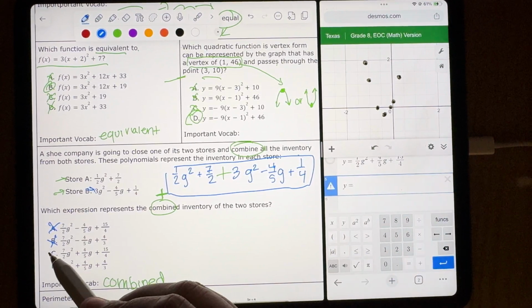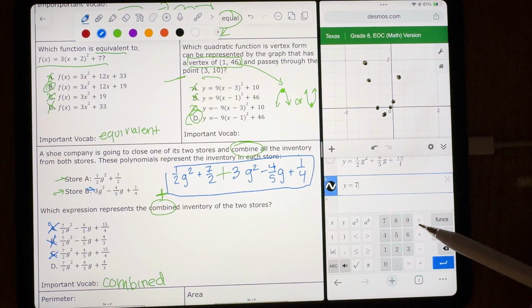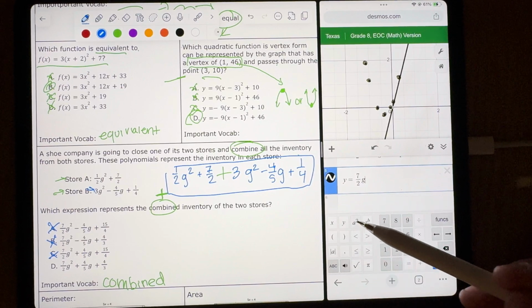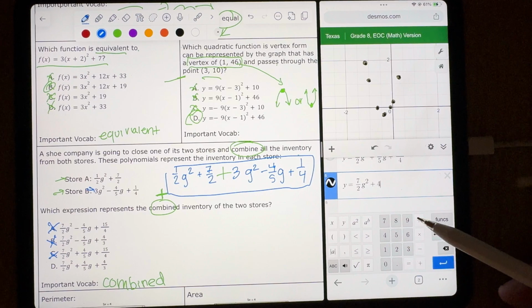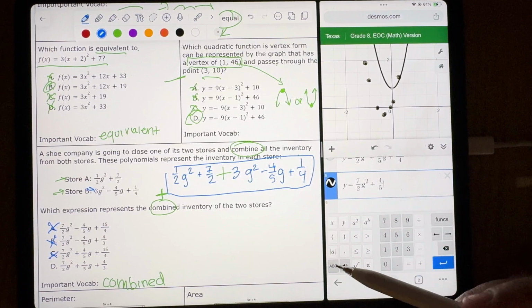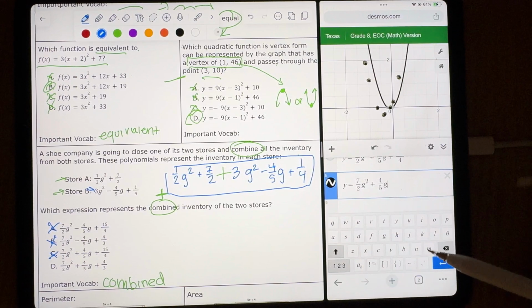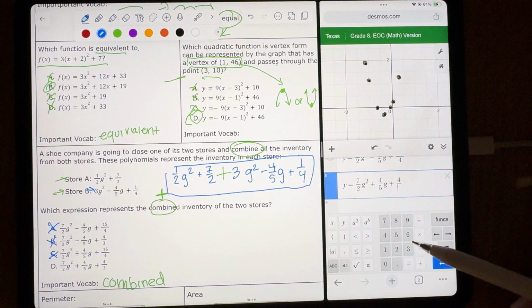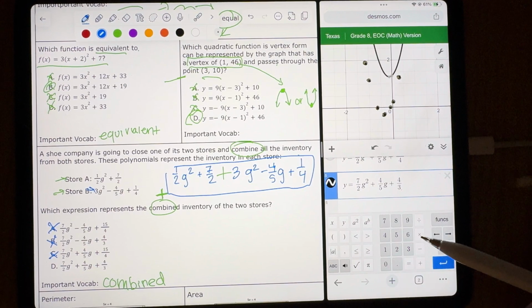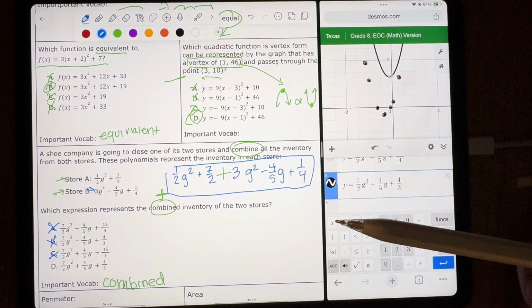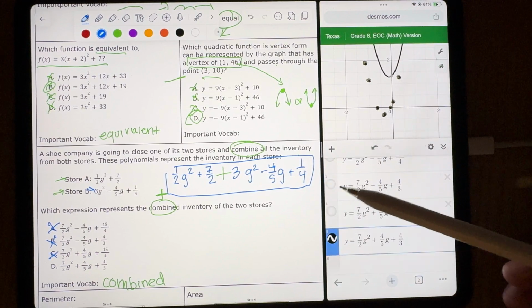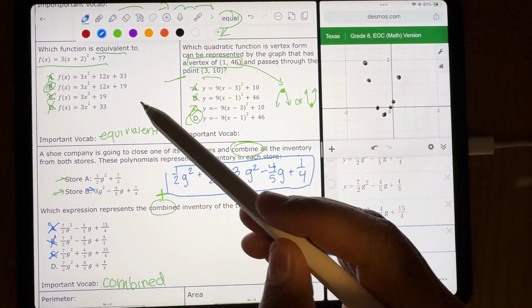Y equals 7 over 2 g squared plus 4 over 5 g plus 4 over 3. Oh, 1/2 g, blah, blah, 7 over 2. So, this one obviously doesn't have an answer. I made a mistake, but it's the same as this one.